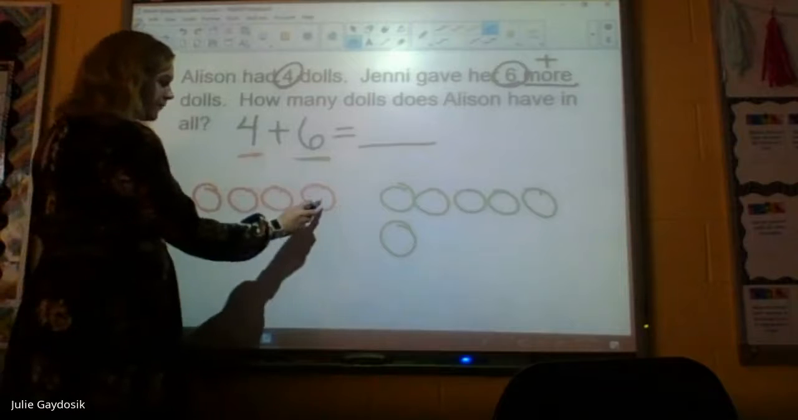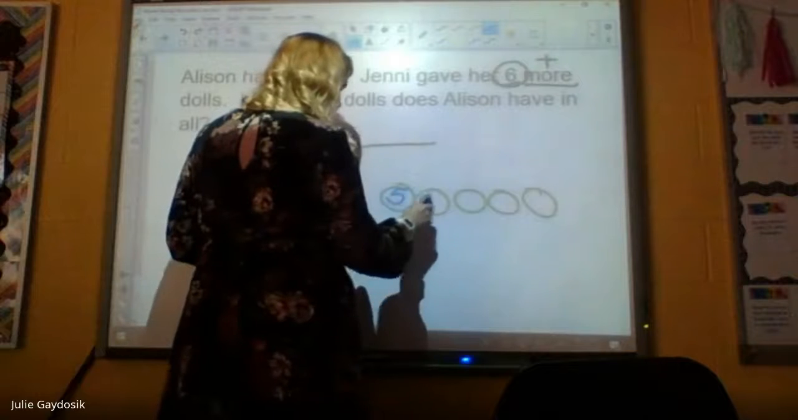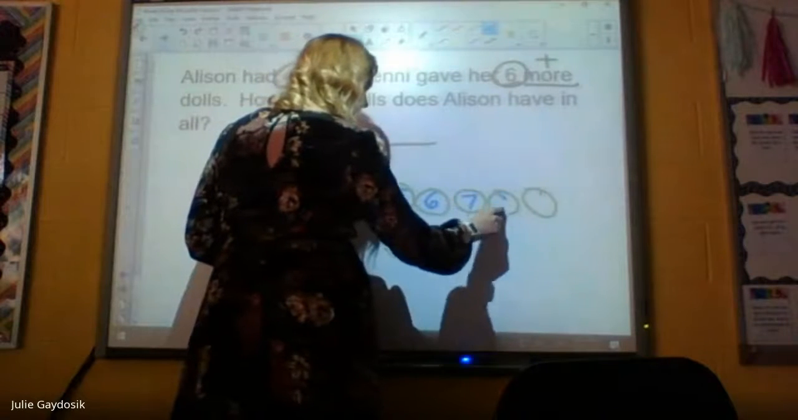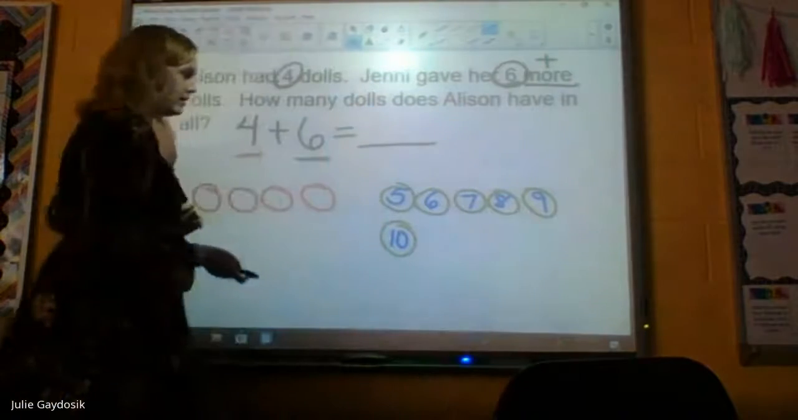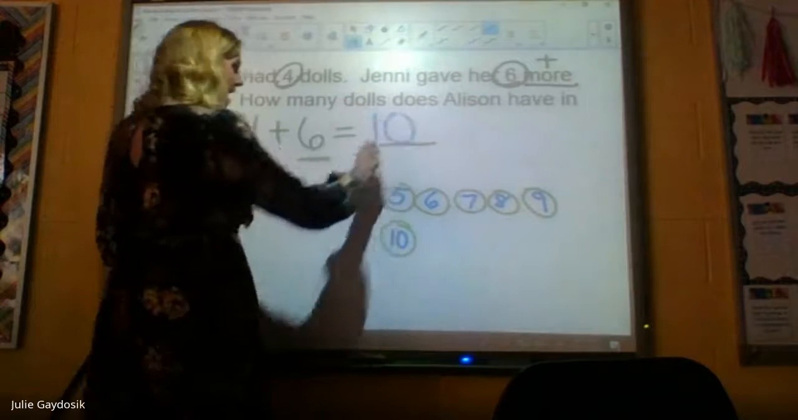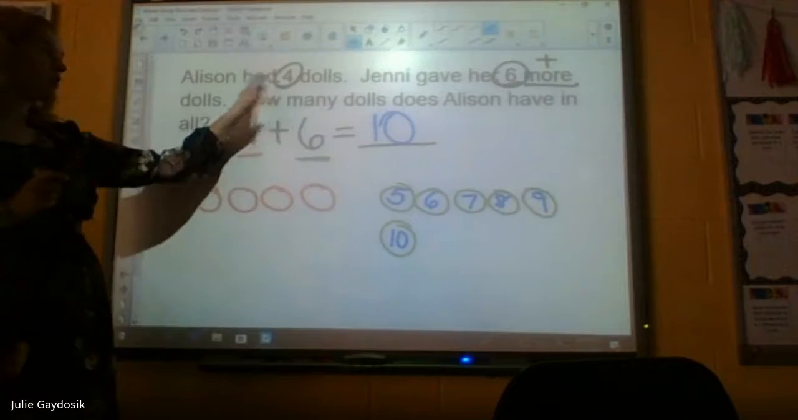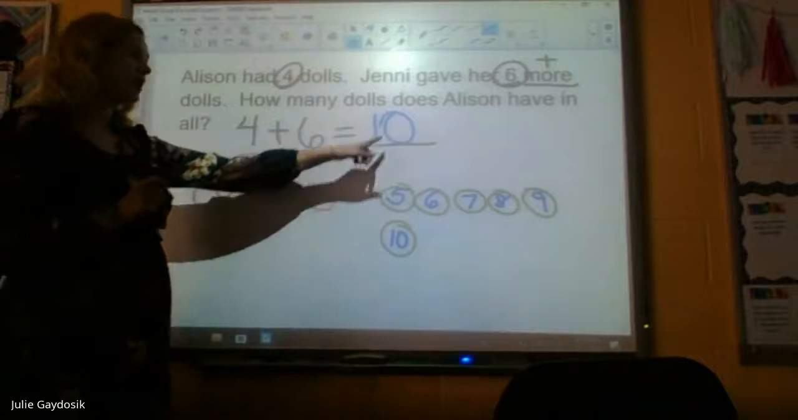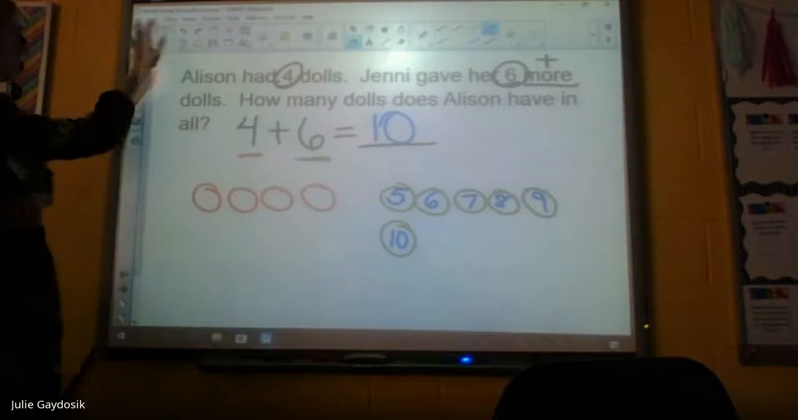So I know this is 4, so I'm going to put 4 in my head and count on. 5, 6, 7, 8, 9, 10. So I have 10 dolls in all. So Allison has 10 dolls in all. She had 4, Jenny gave her 6 more, and she has 10 in all. Okay, you should be doing this with me in your notebook. So if you need to, you can always hit pause and come back.